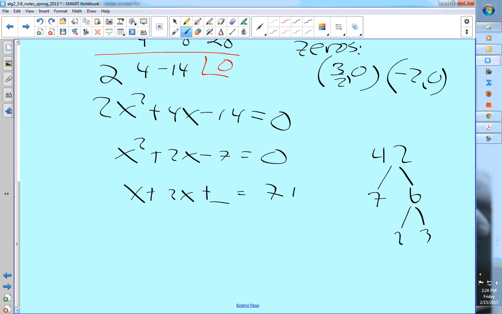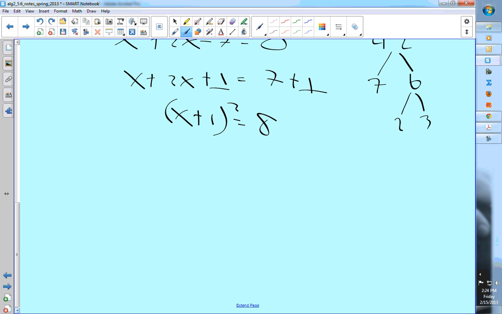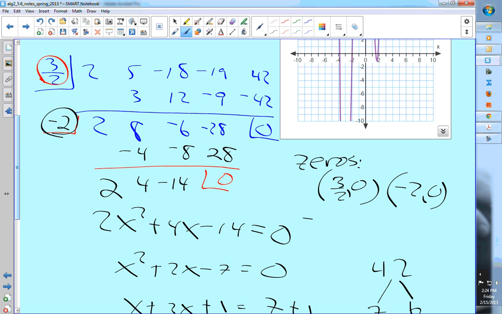What goes in the blanks? 1. So you have x plus 1 squared equals 8. X plus 1 equals plus or minus the square root of 8. And x equals negative 1 plus or minus 2 root 2. Well, those are the other 2 zeros. Right? Negative 1 plus 2 root 2, comma 0. And negative 1 minus 2 root 2, comma 0.